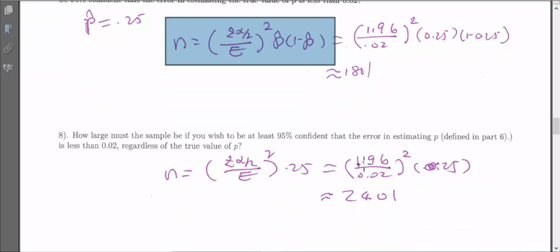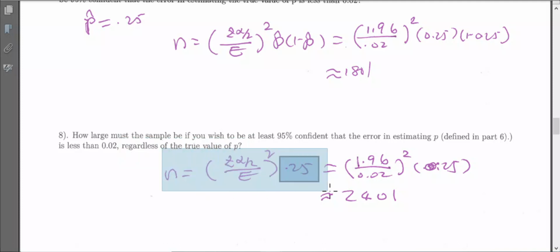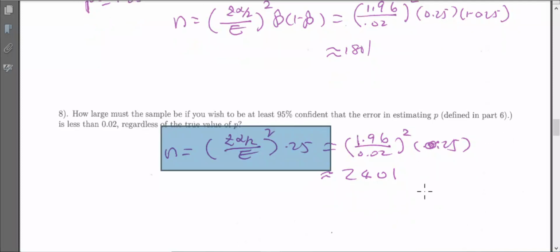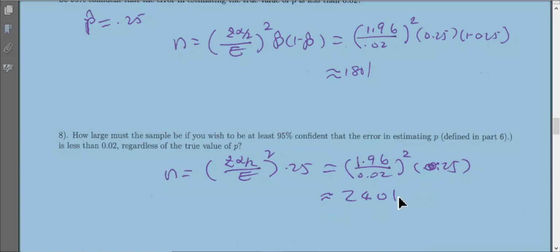1801. But what if, regardless of the true value of p, we do not use any sample information at all? Then the formula tells us to put p equal to 0.5, which gives us the largest value. We use this formula right here. That's why if we do not use the information, we have to use a larger sample size. This is 2401, about 1/3 bigger.